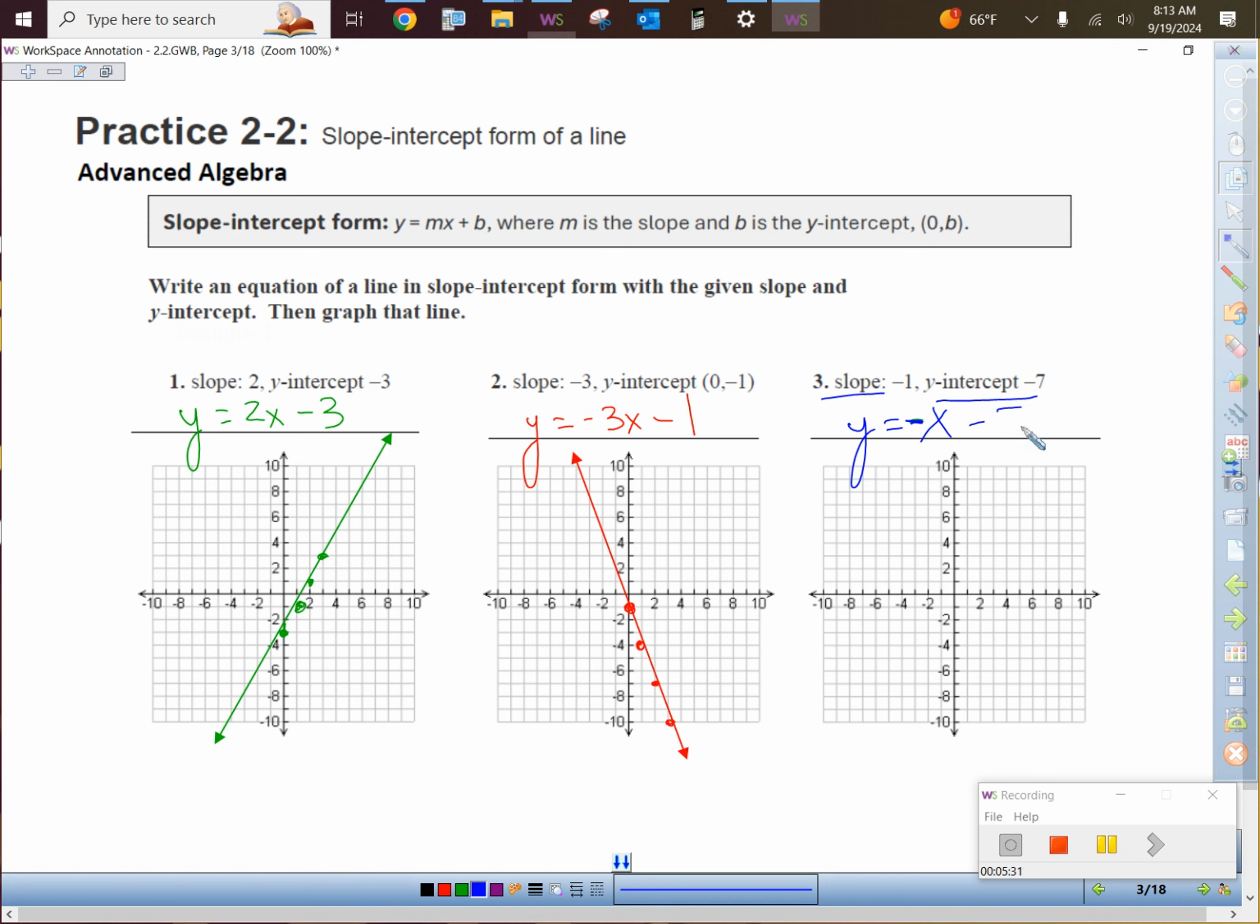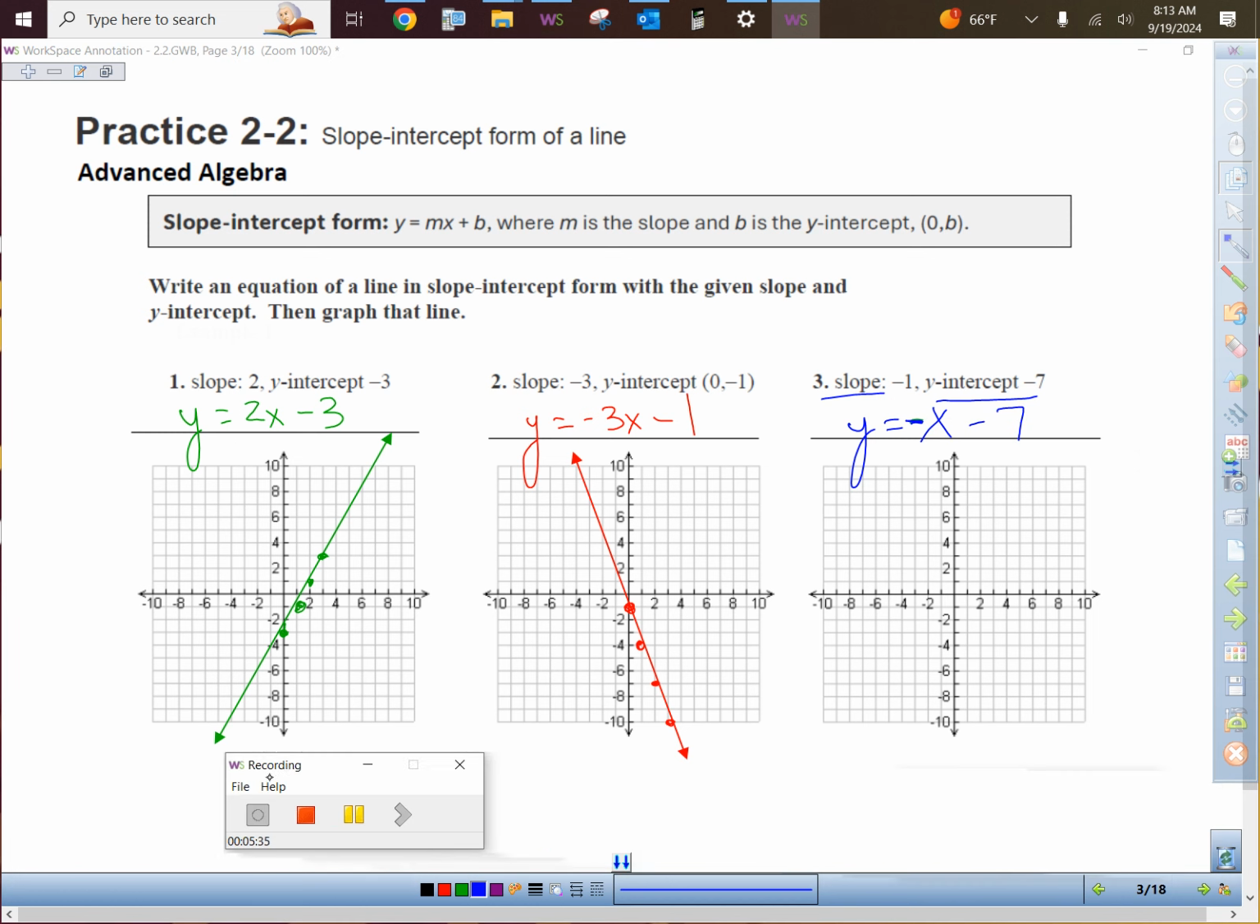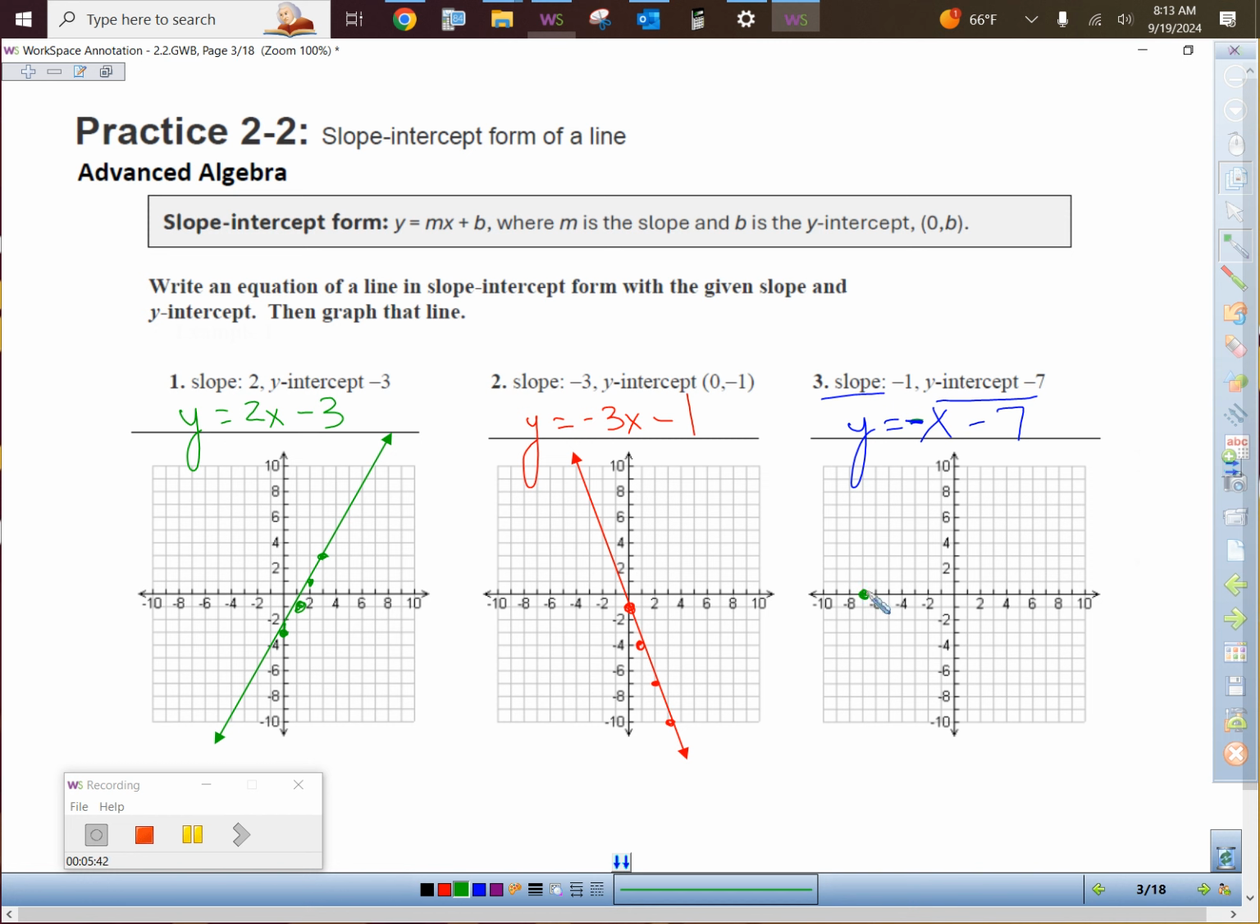Y-intercept of -7. Cool. So where should I start? Here's the big boo-boo that happens to people, you know, like a year later when they haven't graphed in a while. They start right there. Why is that wrong? Why is that not the y-intercept? That is the x-intercept. Are you with me on that? So watch out. It's an honest mistake. We're going to start on the y-axis. That's why it's called a y-intercept.